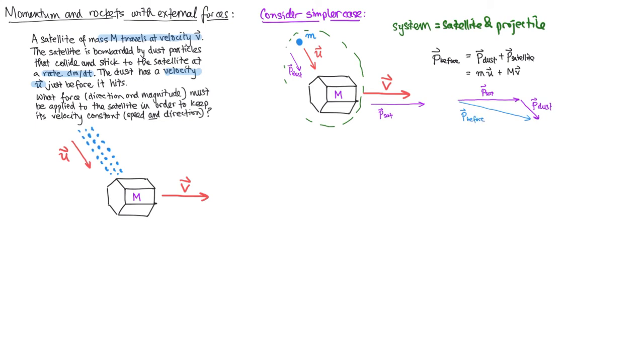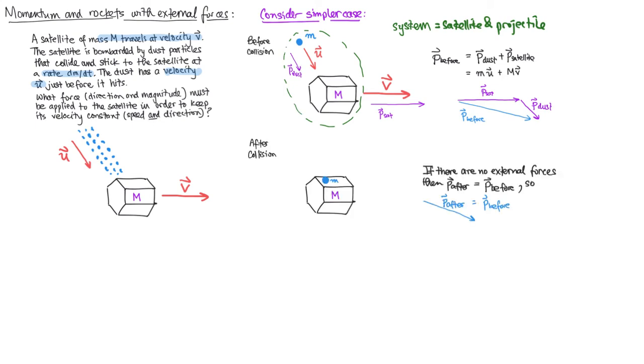Okay, so P before is not to the right and it's not parallel to the dust, but it's a combination of the two by vector addition. And if you don't do anything, if you just let the collision happen, then if there's no external force, P after will also be along that same line. So we can show this here.